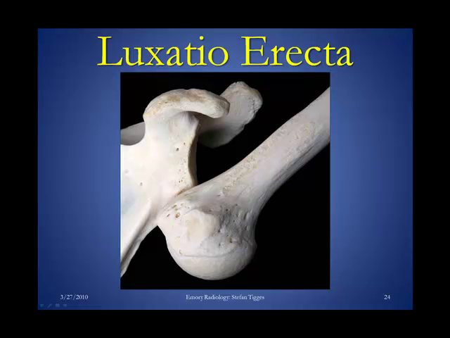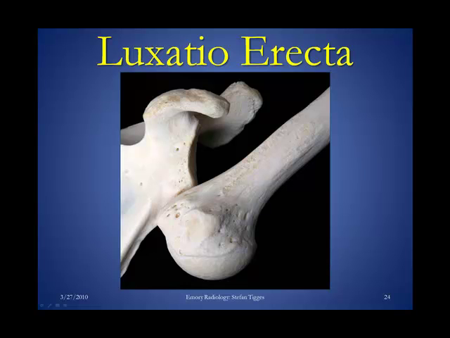Alright, the last dislocation, very rare, I've only seen 2 cases in my entire life, is Luxatio Erecta. This has a very characteristic appearance. You can see that the humeral head is inferiorly displaced with respect to the glenoid, and the humerus is directed superiorly with respect to the scapula, and that's very different from what we're used to seeing. With the anterior and posterior dislocations, the humerus remains in an inferior location.